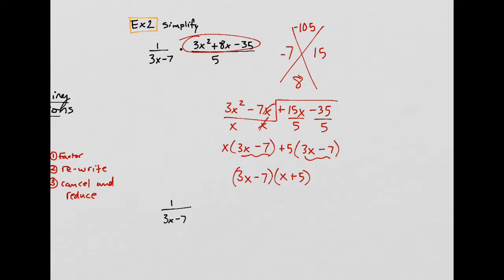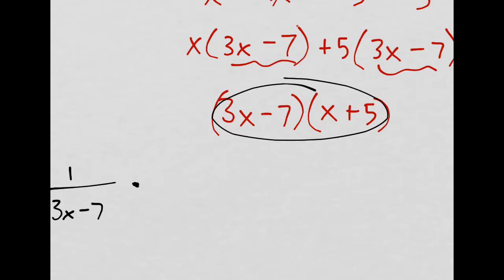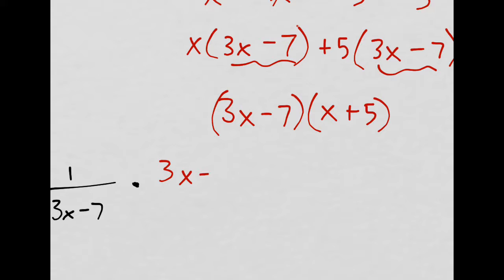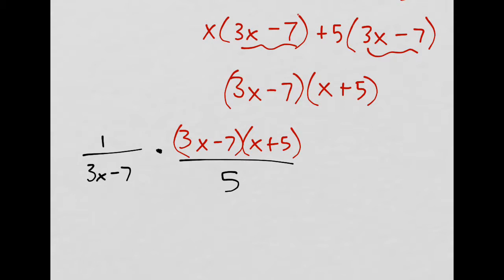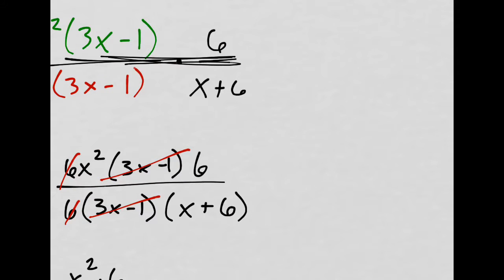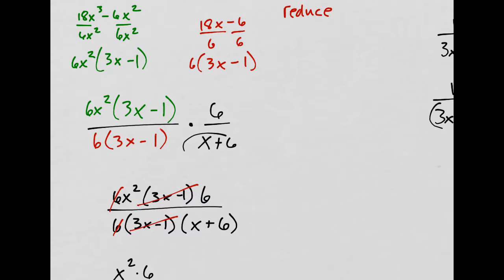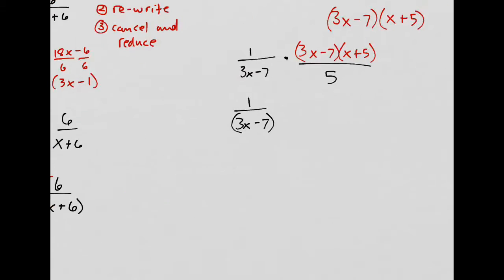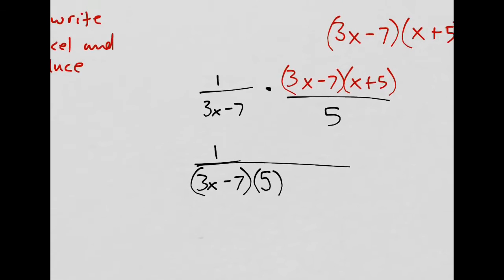That was this part. Times, and then instead of this, I will write this. I'll do it in red so you know where it came from. 3x minus 7, x plus 5, and then over 5. And remember the same way we did here, we just made it all one single line. That's what we're going to do with this. 1 over 3x minus 7. You put it in parentheses just like we did before, because now we have stuff right next to it. And it's going to be one single line. We got 5 there. I'll put that in parentheses.